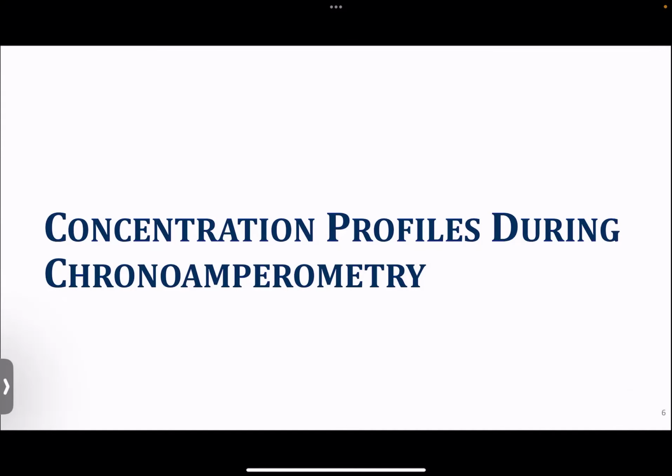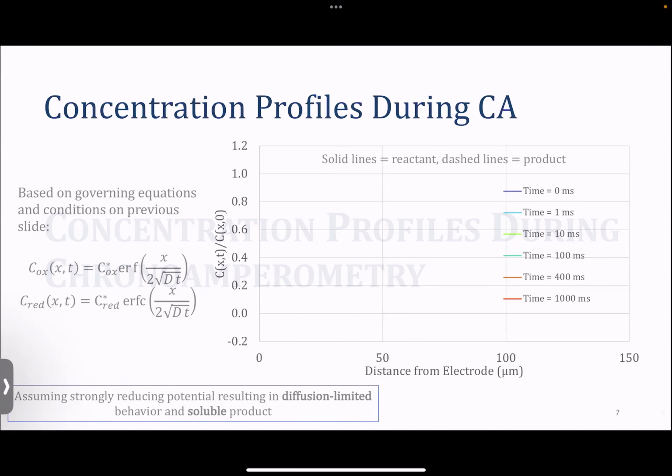All right, let's dive in deeper to chronoamperometry by examining the concentration profiles that develop after we take that potential step. In the previous video, we covered the governing equations and initial and boundary conditions that led to the Cottrell equation. As part of that solution, you get these concentration profiles that come out. Here we have the concentration profile for our reactant, which is our oxidized species in this case. And here we have the concentration profile for our product, which is the reduced species in this case.